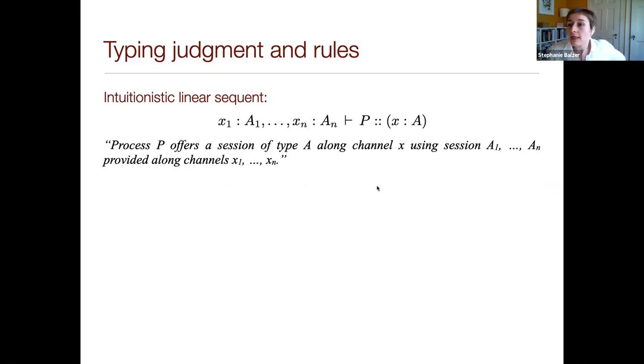Okay, so let me show you how we read this judgment. Here this P denotes a process term. So that's the P, the process program that we're running. And we say that this process P offers a session of type A along its channel X, and it is using sessions offered along those channels in here. So this P uses channels X1 to XN and they offer sessions A1 to AN.